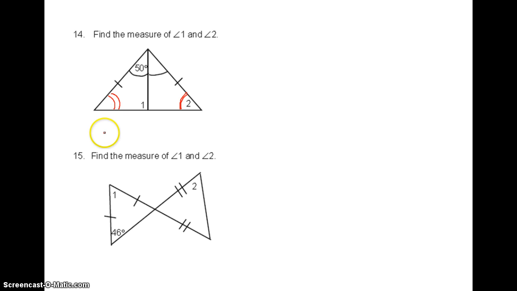Okay? So, now, how do we do this? Well, let's see. I already know that those are the same. I can take a 50 and put it right here, because these have the same number of tick marks on them. So I've got 100. These are the same here. So let's find out how much I have left. 180 minus 100 for the top angle gives us 80 to be split between these two. So 80 divided by 2 equals 40. So angle 2 is 40 degrees.